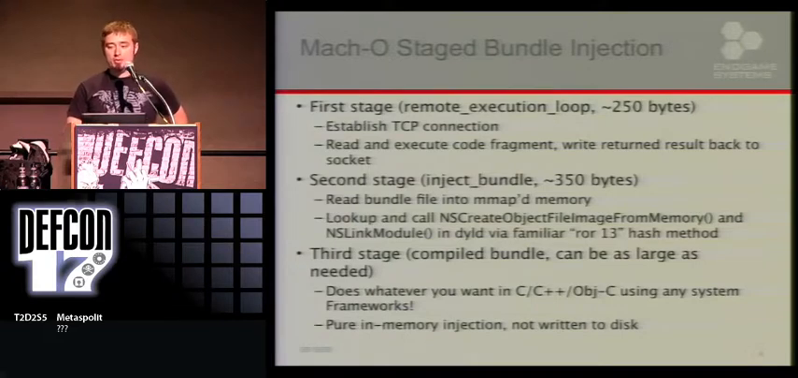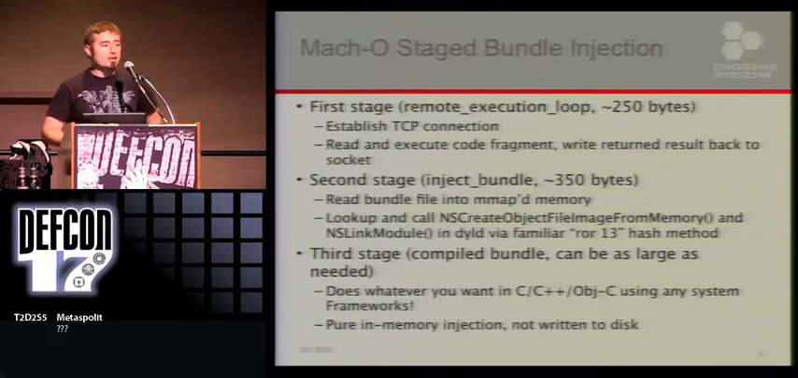On top of that, we build a second stage, which is the inject bundle stage. What this will do is read a bundle over the socket and load it into memory, and then actually link it and load it. So on Windows, with the old DLL injection method, it required patching, as I think JR mentioned in your talk, a lot of the APIs in memory to trick Windows into thinking that it was loading a file when it was actually just reading a piece of memory.